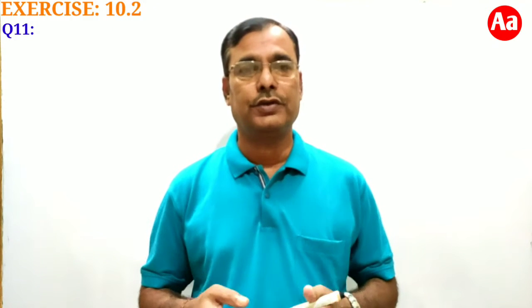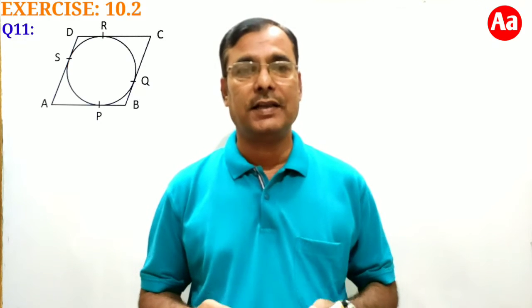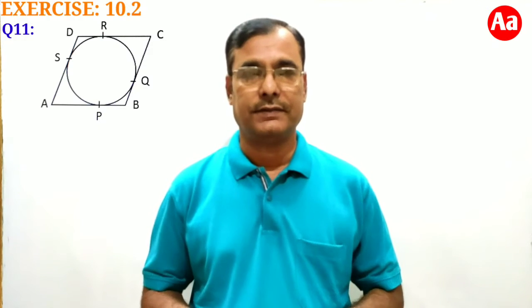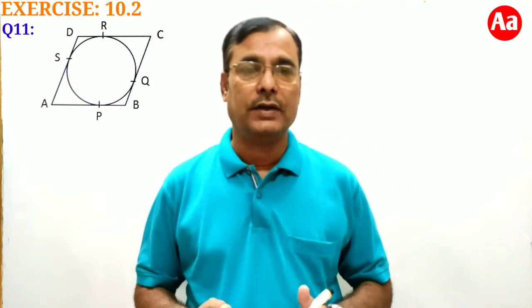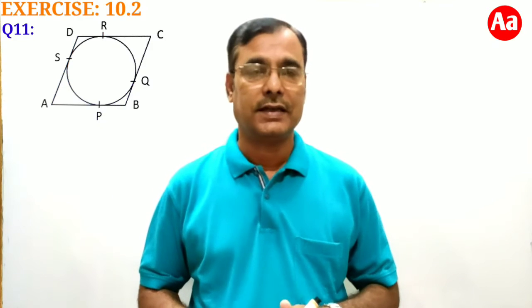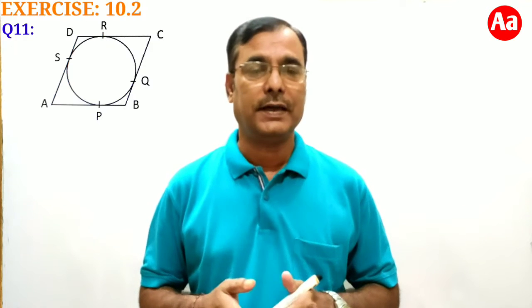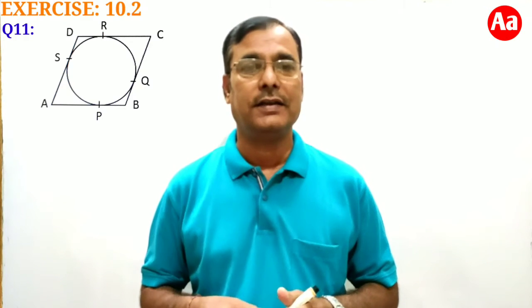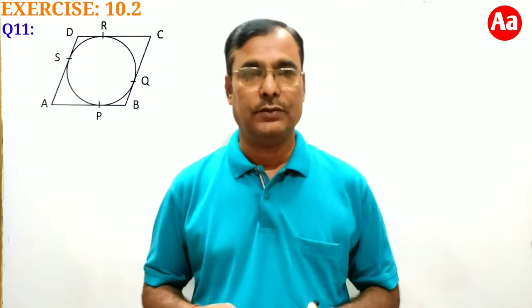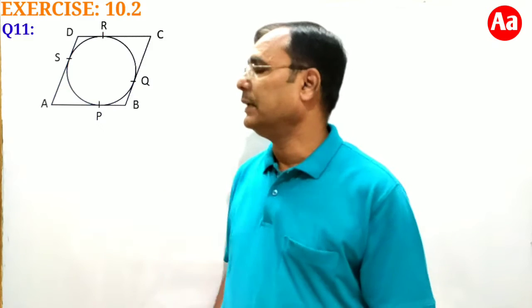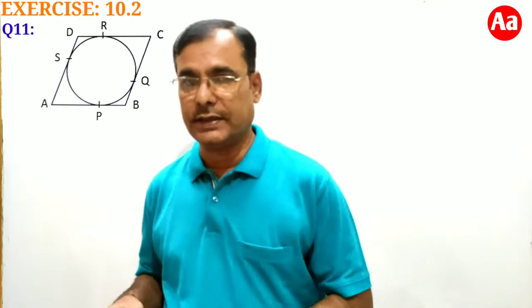Exercise 10.2, question number 11. Prove that the parallelogram circumscribing a circle is a rhombus. Here in this figure, ABCD is a parallelogram circumscribing a circle. Sides AB, BC, CD and DA of the parallelogram are touching the circle at points P, Q, R and S respectively. We have to prove that this parallelogram ABCD is a rhombus. So let's write given.